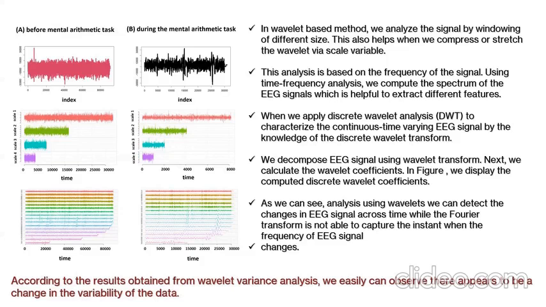What is the importance of this method? This is actually very helpful when we compress or stretch the wavelet using a scale variable. This analysis is based on the frequency of the signal. So using the time frequency analysis, we compute the spectrum of the EEG signals that we have. It's going to be helpful to extract different features of the data.